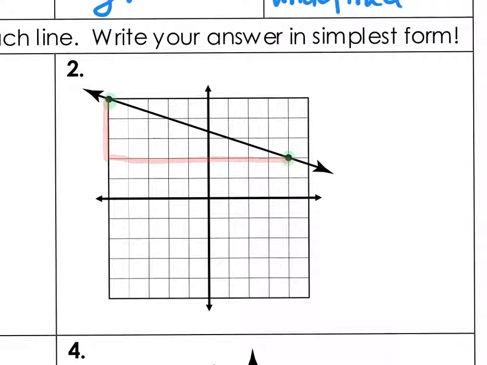So we rose, or we went down, 1, 2, 3. We went down 3, and we ran 1, 2, 3, 4, 5, 6, 7, 8, 9. We ran 9. Okay, we did run to the right, so that is positive, but we went down, so that is negative. So our slope is -3 over 9, or -1 over 3. And that makes sense that it's negative because our line is going down from left to right.